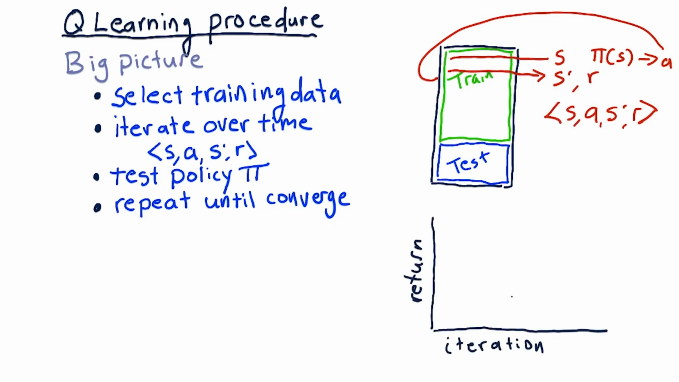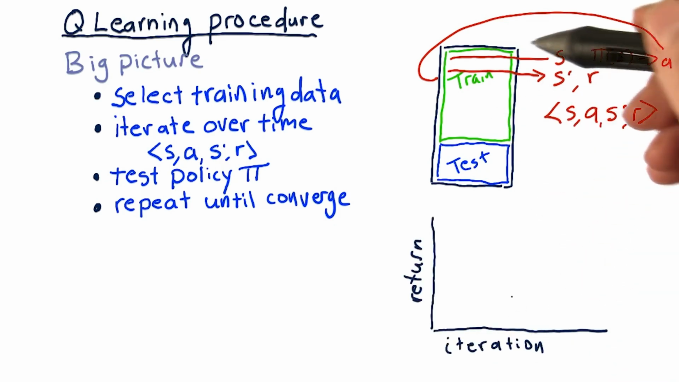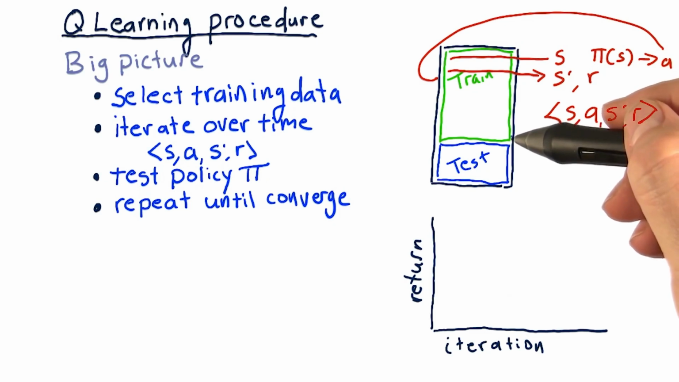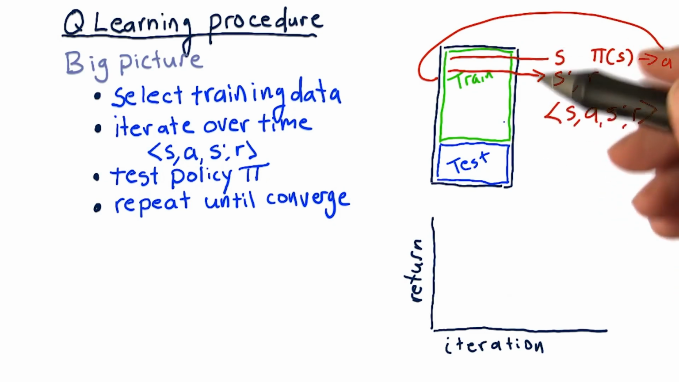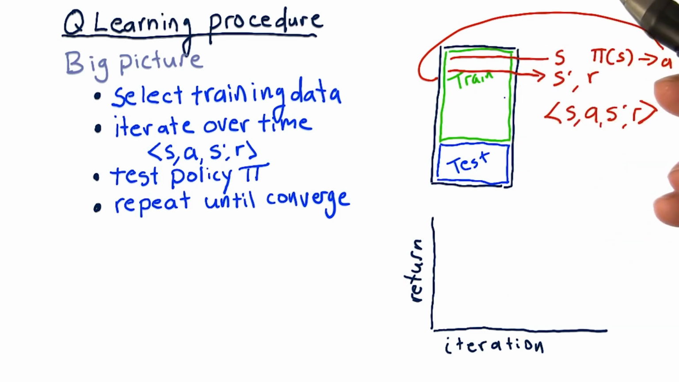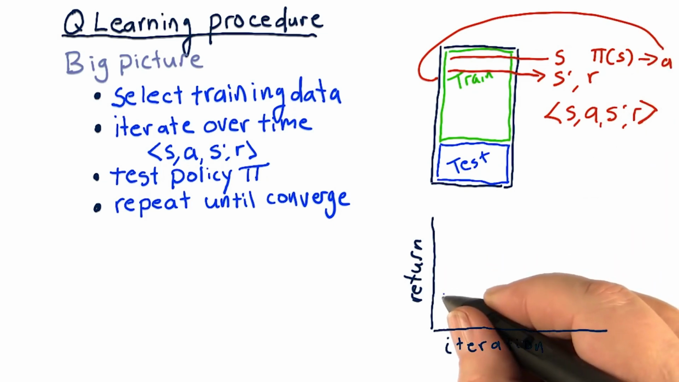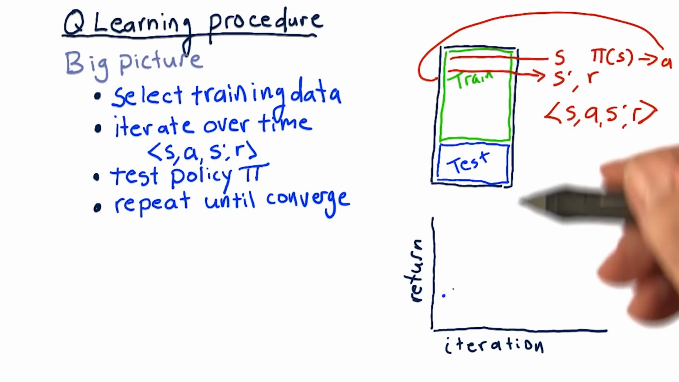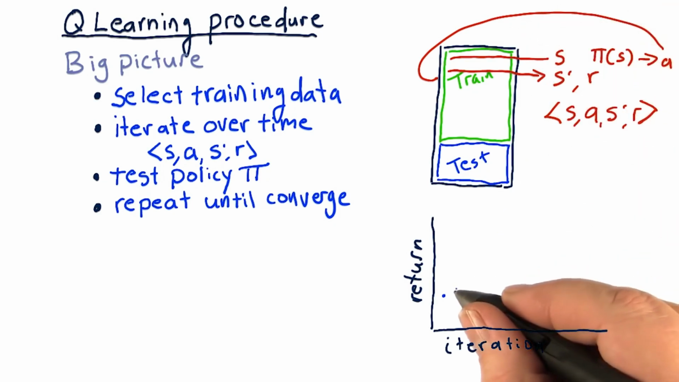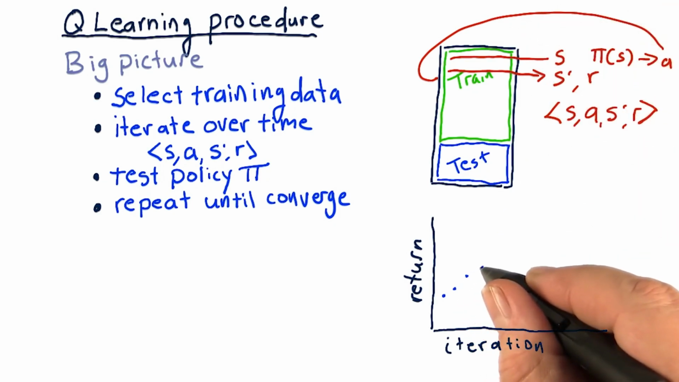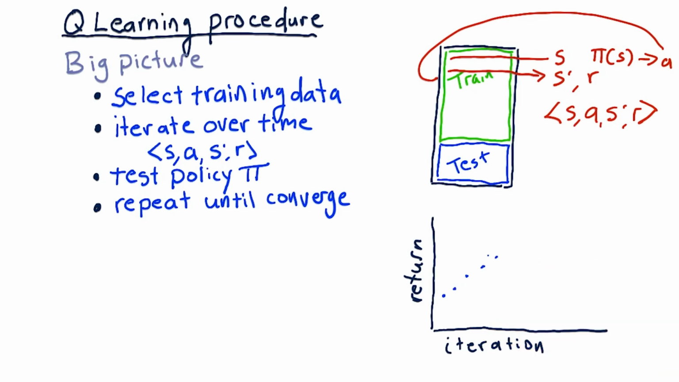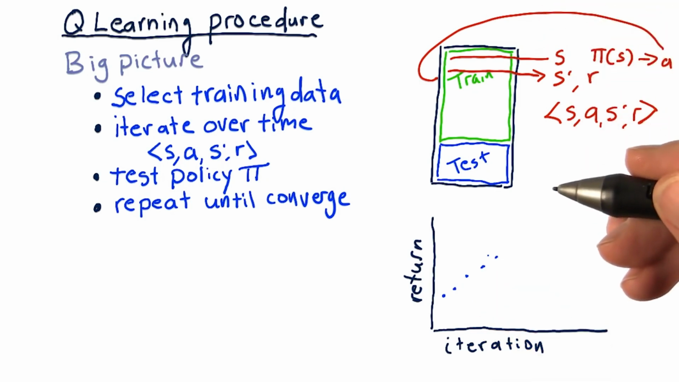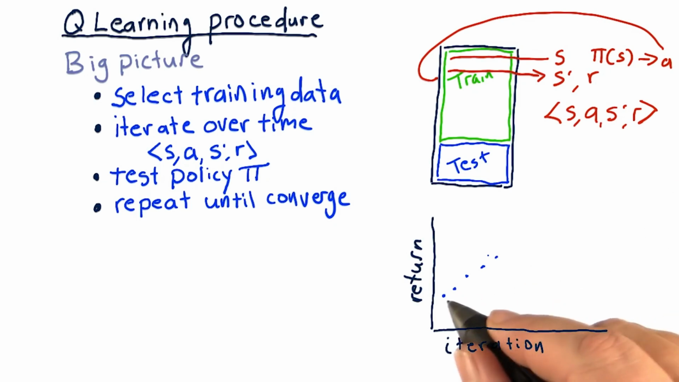So what do we mean by converge? Well, each time we cycle through the data, training our Q table and then testing back across that same data, we get some performance. And we expect that each time we complete an iteration here, our performance is going to get better and better. But after a point, it finally stops getting better and it converges.